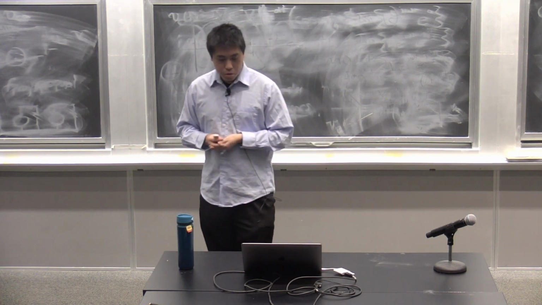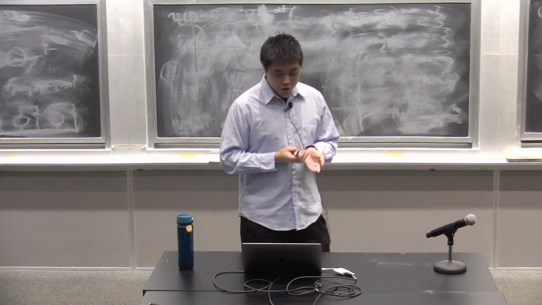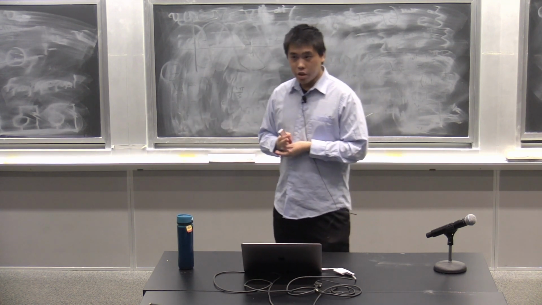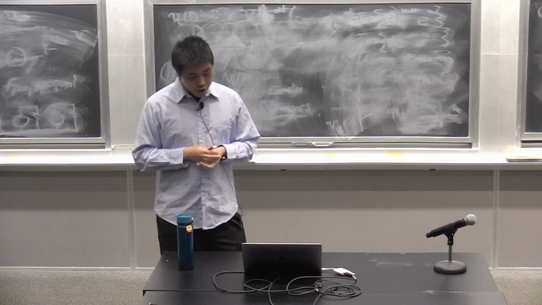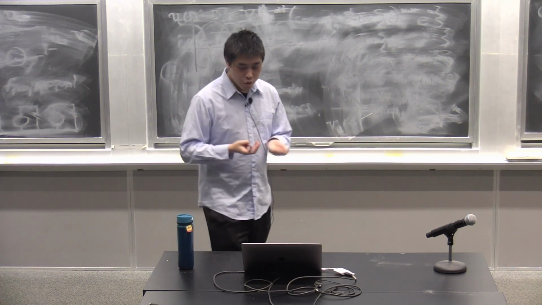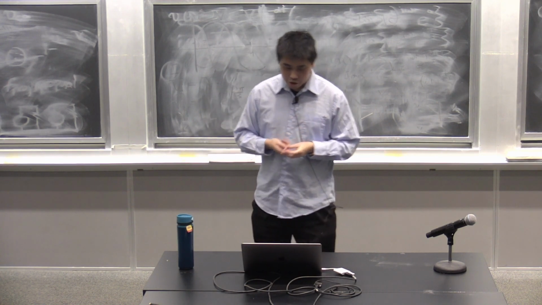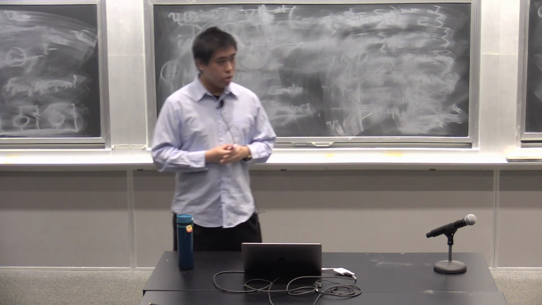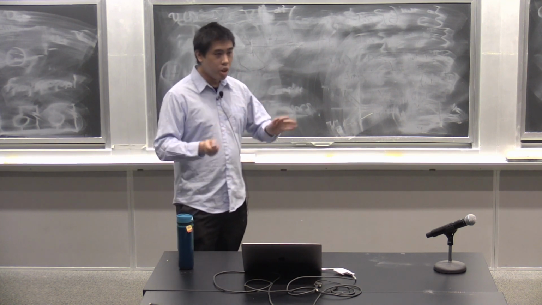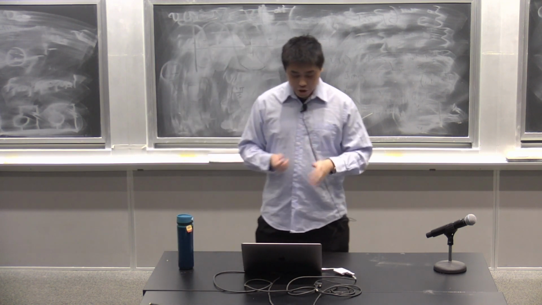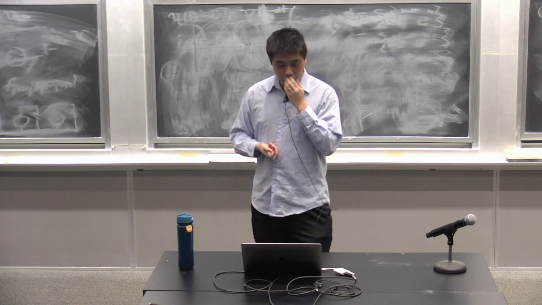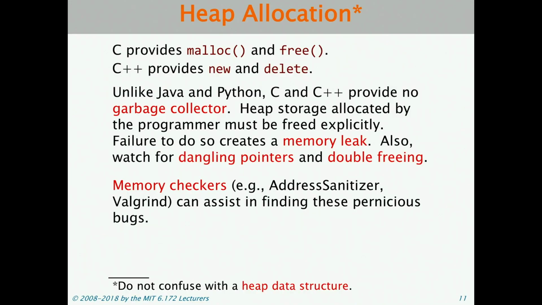This is why some people prefer to use a language like Java and Python that provide these built-in garbage collectors. However, these languages are less efficient because they have a general purpose garbage collector running in the background. So in this class, we're going to use C because we want to be able to write the fastest programs possible. So we need to study how to manage memory. There are some tools you can use to reduce the number of memory bugs in your program. There are memory checkers like Address Sanitizer and Valgrind, which can assist you in finding these pernicious bugs.